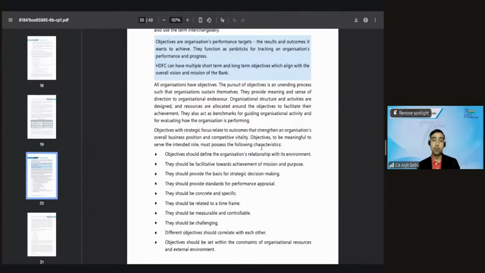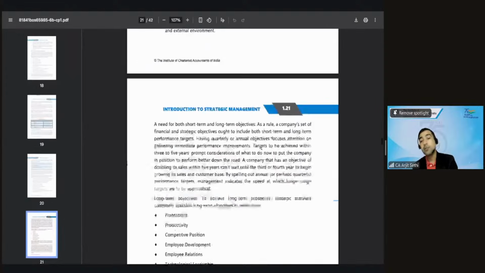Very, very important. चैलेंजिंग होना चाहिए, टाइम बाउंड होना चाहिए, measurable होना चाहिए, controllable होना चाहिए, right? They should be set within the constraints of organizational resources. They should be set within the organizational resource and external environment, my friend. ठीक है जी? Yes, absolutely. And that's an objective. It should be measurable. It should be controllable. And then you have long-term objectives, right?